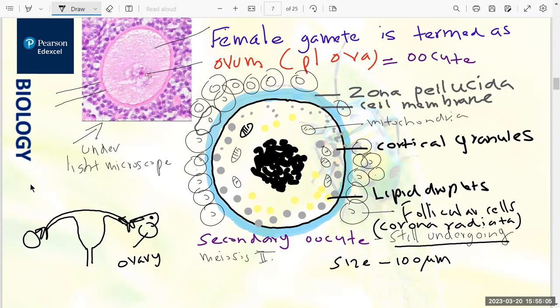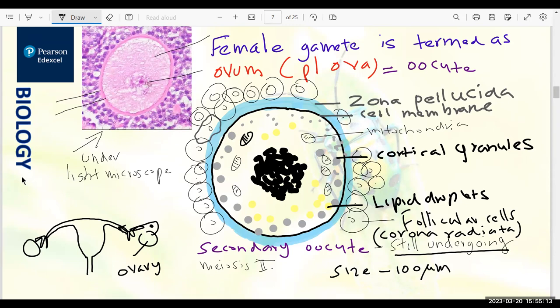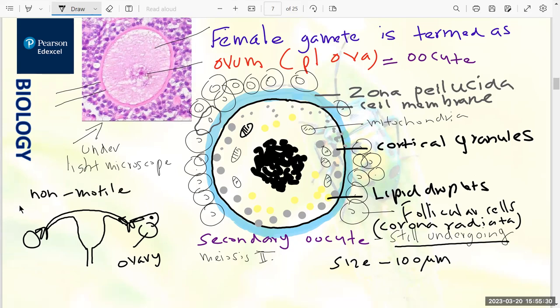The cell is not motile. The word used for this kind of cell is non-motile. Motile means it can move; this is not a moving cell. Yes, these are the additional information. The main information you copied. The additional information is also sometimes important. Maybe you can add this information: follicular cell, corona radiata, size is 100, under this one.